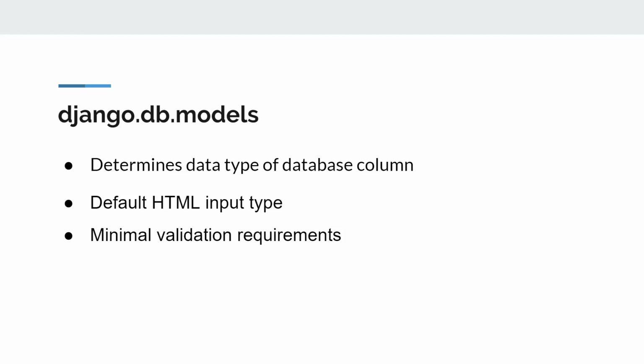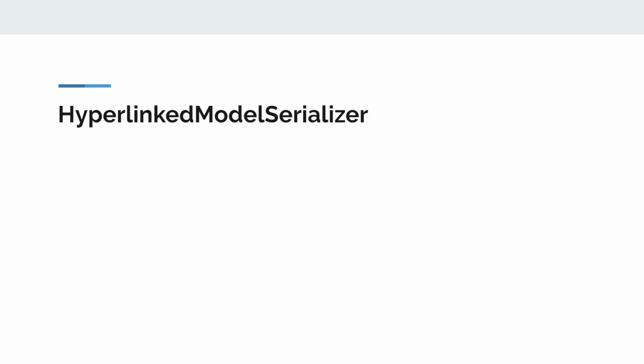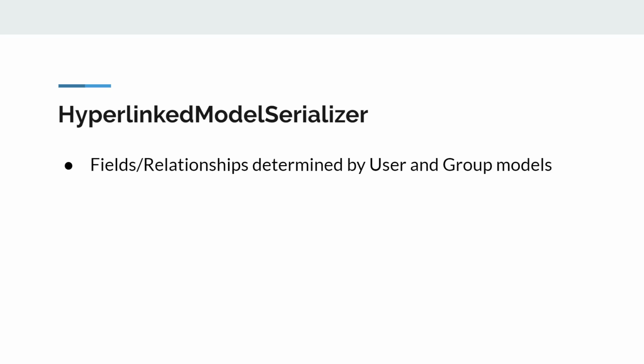For our project, we use the predefined models user and group defined by a type of model serializer called hyperlinked model serializer. When using this class, the fields and relationships in the serializer will be automatically generated from the predefined user and group models. We will not be creating any custom models for the scope of this project. However, we are able to see the structure our predefined serializers used in the project to gain an understanding of the fields contained within a model.